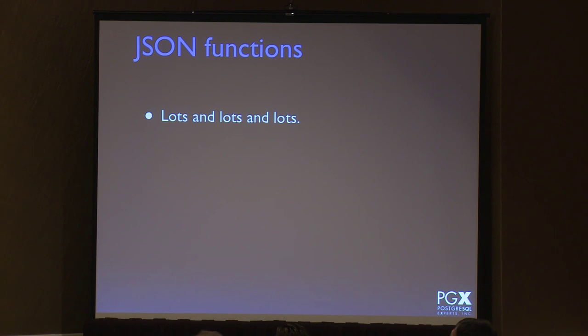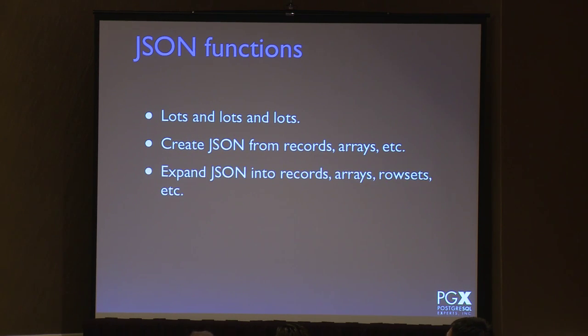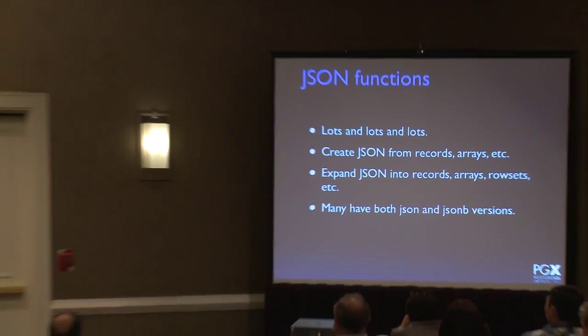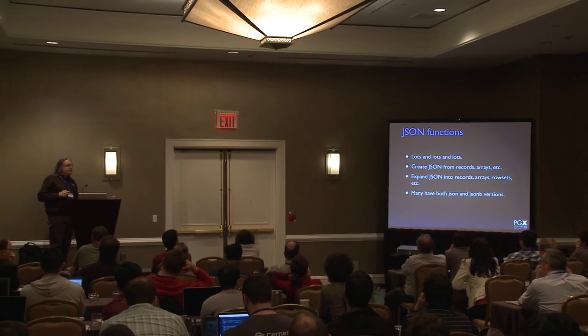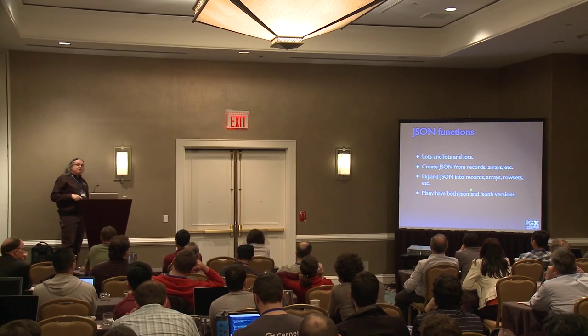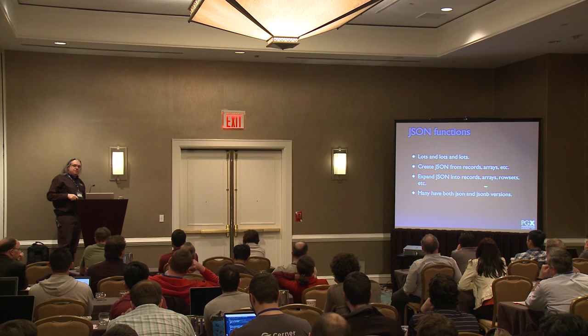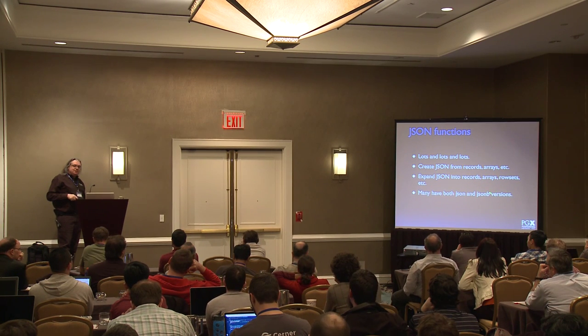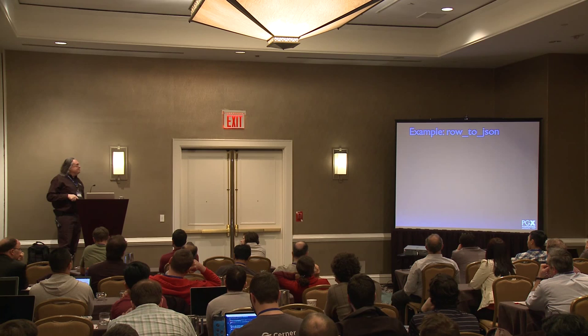There are lots and lots and lots of JSON functions. We are not going to grind through them all because we'd be here till Saturday, but you can create JSON from records, you can create them from arrays, all sorts of stuff. You can expand JSON into records, arrays, row sets, all sorts of things. Many of these have both JSON and JSONB versions, so you kind of have to check the docs sometimes to see which one they have. Unfortunately there are some things that are pure JSON, like the creation functions, that don't have JSONB versions, which is a little weird, but there it is.